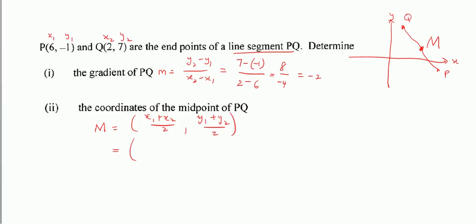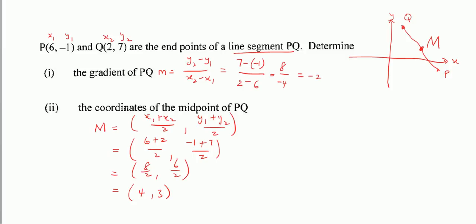So we already know x1 and x2, which is 6 plus 2 over 2, and minus 1 plus 7 over 2. This will give us 6 and 2, 8 over 2. Minus 1 plus 7 is 6 over 2. So therefore the coordinates of the midpoint would be 8 divided by 2 is 4, and 6 divided by 2 is 3. So the coordinates are (4, 3), right?